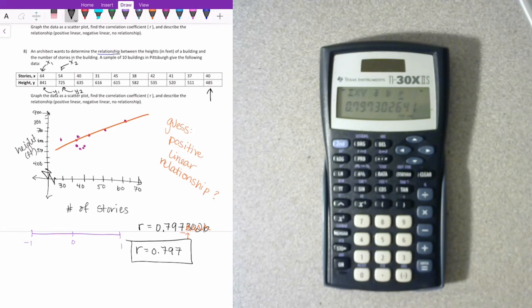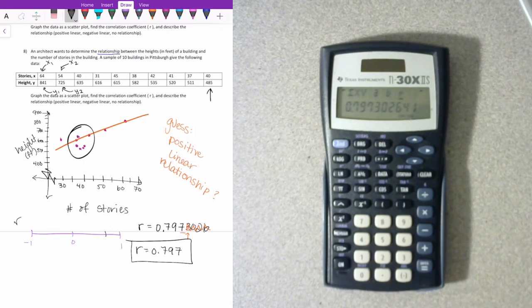This is a little bit of a gray area, and I know that's because of this clump of dots right there, which is not following any particular trend. It's a little bit clumped up there. But if we think about where our R values can be, between -1 and +1, it's up here. And so it is leaning towards a positive linear relationship, which is kind of what we guessed.